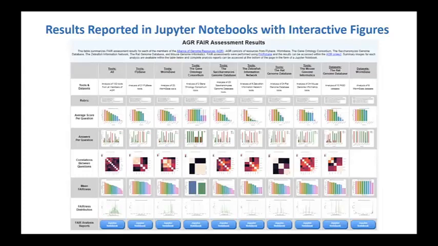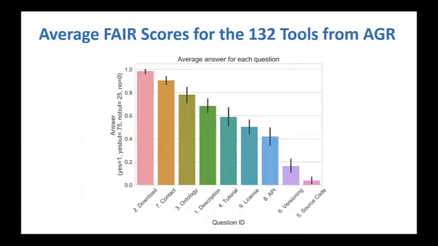So for example, just to make it a little bit more concrete, for the 130 tools, these are the average scores for their tools. You can see that they're doing very well with ontologies, describing the tools, providing contact information. But things like APIs, versioning, and source code are scored relatively low.